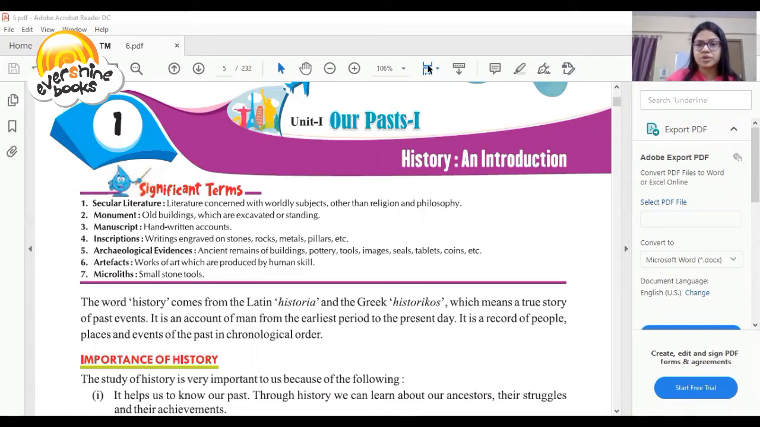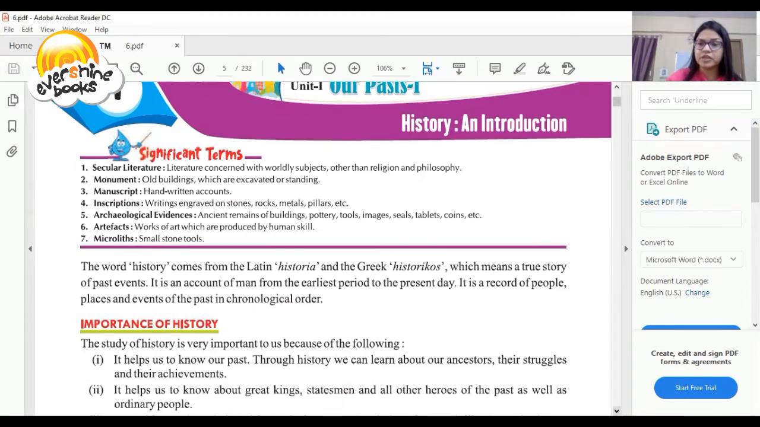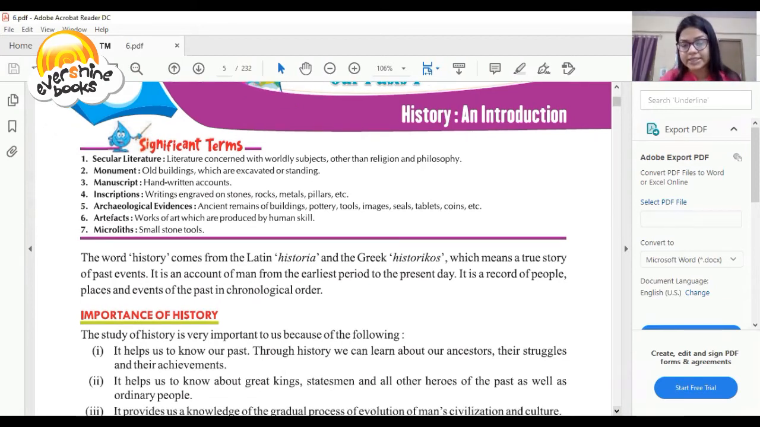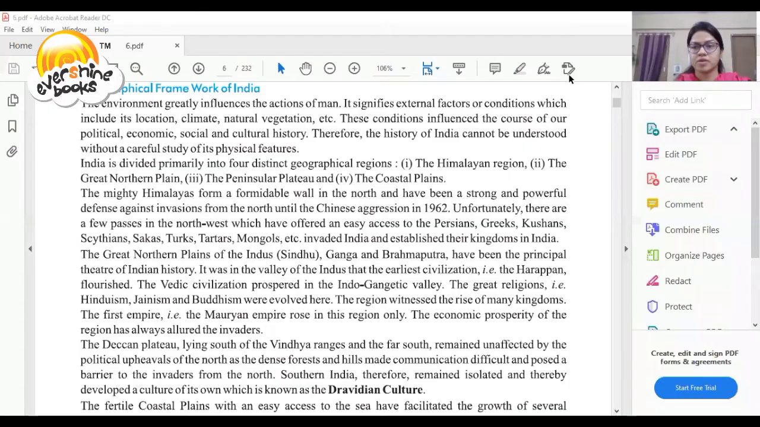So, dear student, this is my screen. In the beginning of the chapter, we will understand what history basically is. History क्या होती है? तो आइए इसे हम समझें कि history होती क्या है. So, dear student, let's discuss the geographical framework of India.